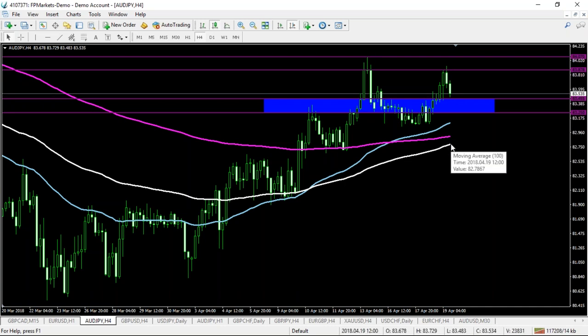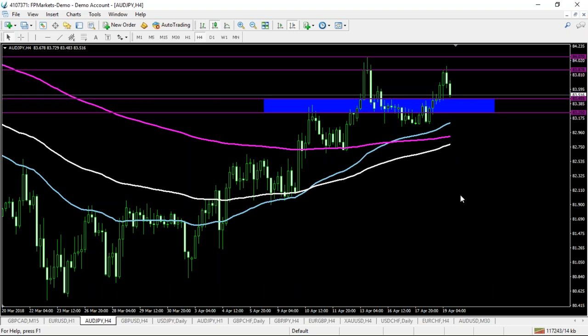You see, this is entirely up to the trader themselves, whether you want to start selling now, or only start selling if it comes under that blue zone, or only start selling if it comes all the way down under all three lines and goes lower. So this is entirely dependent on your risk appetite, your style of trading, and the methodology or techniques that you use to set up your trades. Okay, hope that makes sense.